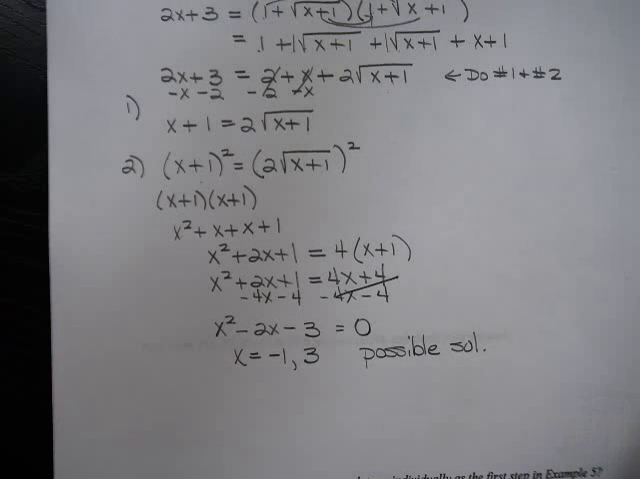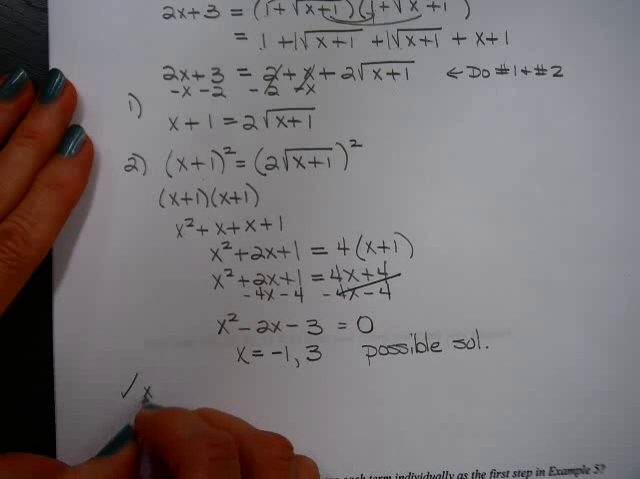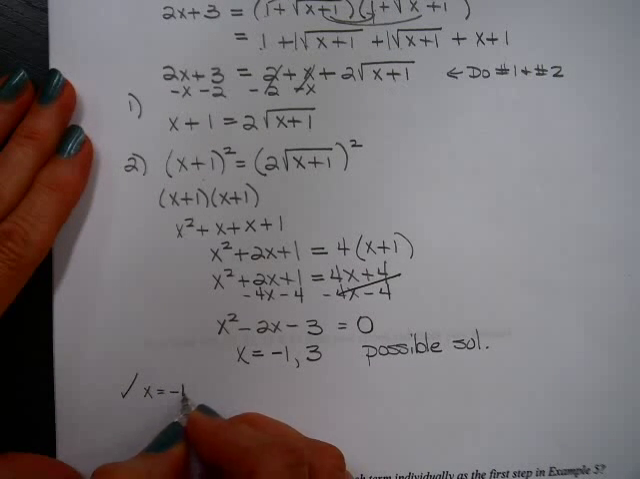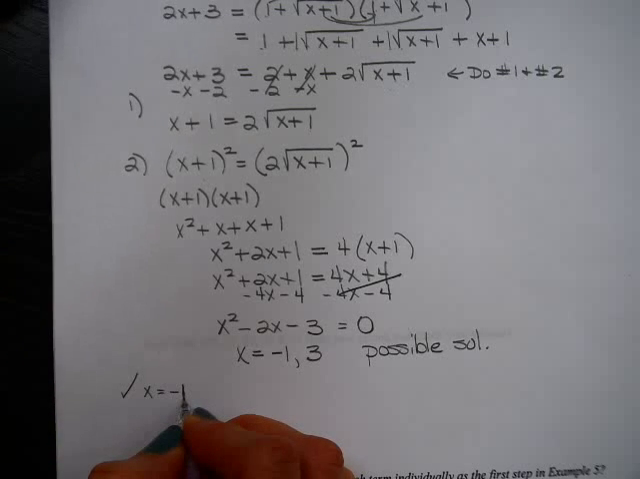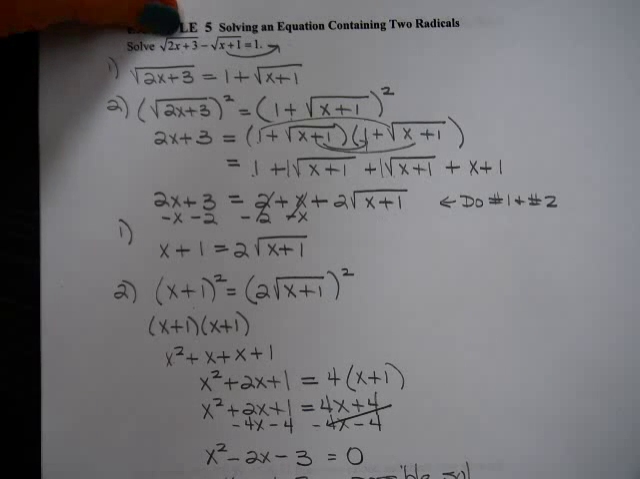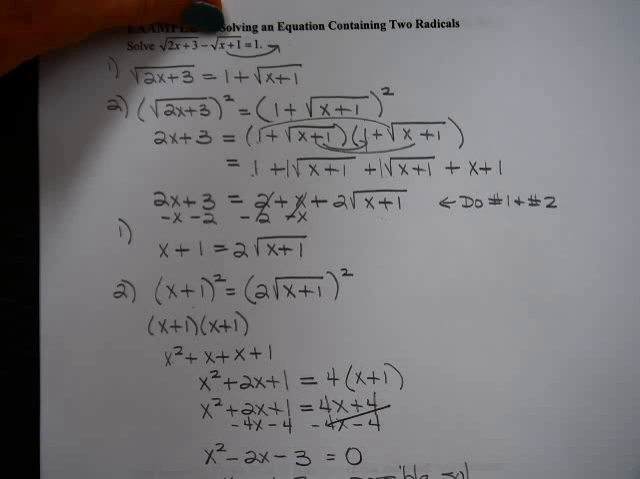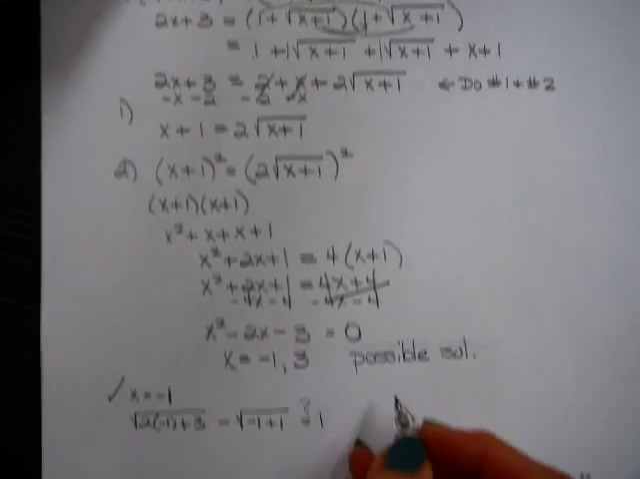We have got to check these as step 4. So when you check x equal -1, you go back to your original problem, the way it was written up here at the beginning. And everywhere we have an x, we'll put a -1. So 2 times -1 plus 3 minus the square root of -1 plus 1. I need to see if that is equal to 1.